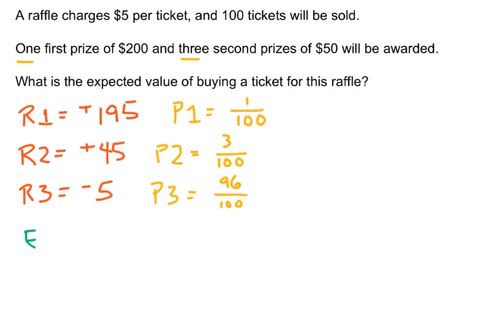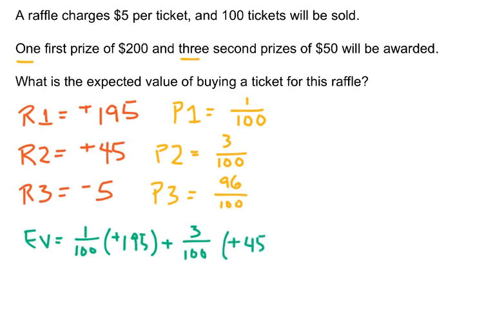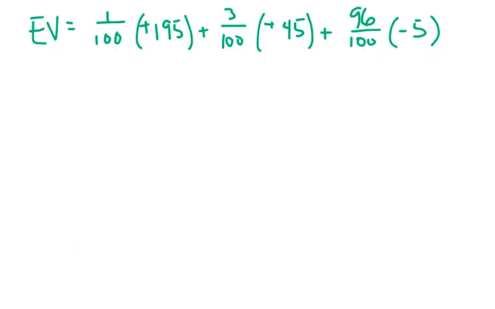My expected value is going to be probability number 1 multiplied by result number 1 added to probability number 2 multiplied by result number 2 added to probability number 3 multiplied by result number 3. We'll carry this over on the next page. There's where we're at, working with our formula.